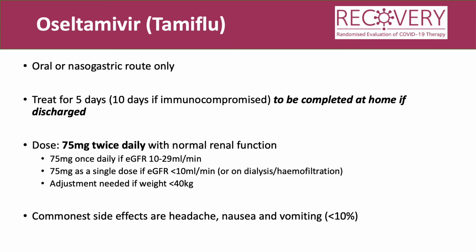The usual dose is 75 mg twice a day, but adjustment is needed in renal failure, with 75 mg once daily if eGFR is between 10 and 29 mL per minute, or 75 mg as a one-off dose if eGFR is less than 10 mL per minute. Dose adjustment is also needed in patients weighing less than 40 kg, as outlined in the protocol.